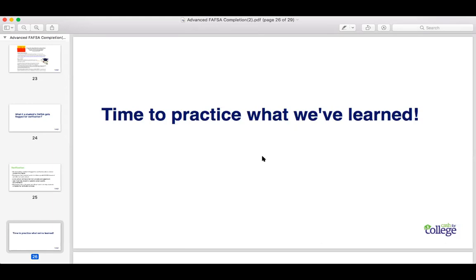Okay, so this was kind of a trick question because at the end it says a student can file the FAFSA electronically. The answer is actually false because at the very end they are not able to submit the FAFSA electronically. They do have to print the signature page and mail them in. So it's kind of a trick question.